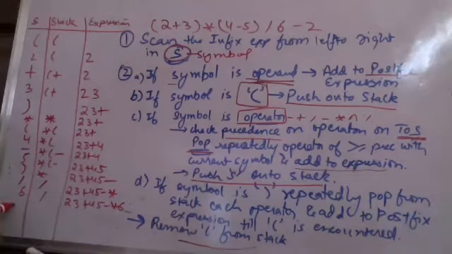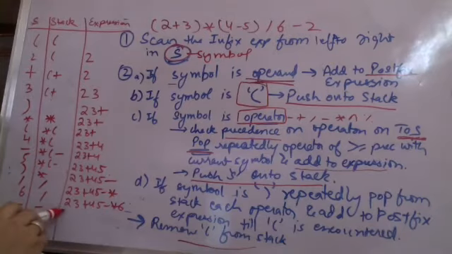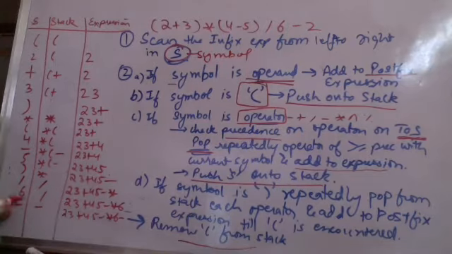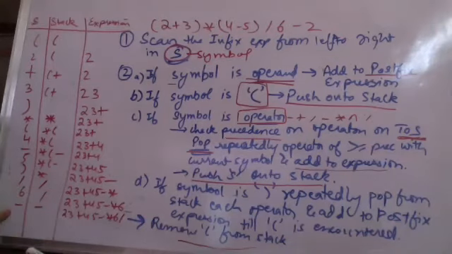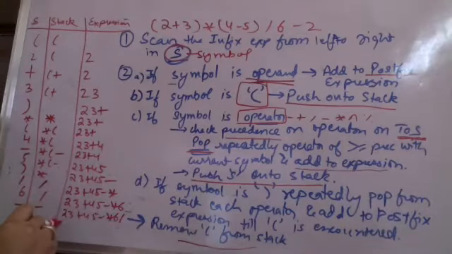Then I have a minus. Now minus is again going to be pushed onto the stack, but divide has higher precedence than minus. I need to pop it out. So I pop it and add it to the expression, divide is added here, and minus is inserted onto the stack. I have 2 finally. Minus is still here. 2 will be added to the expression.